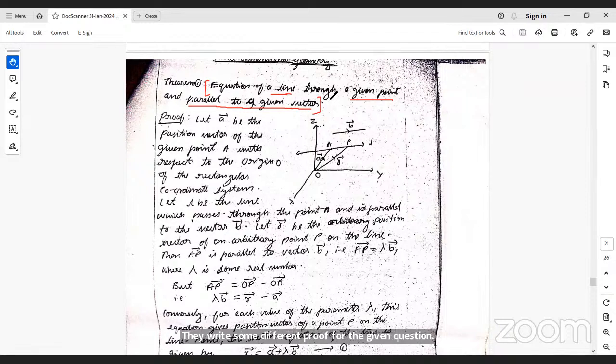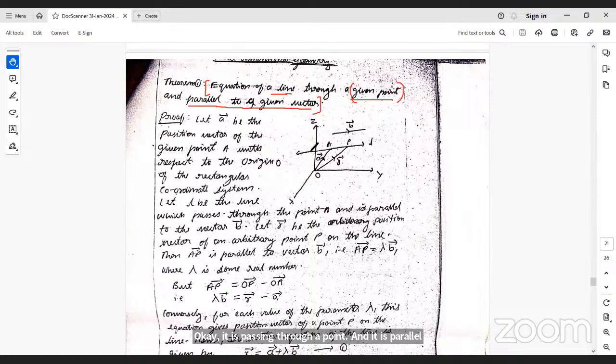So 5 theorems are there, and out of 5, any one will surely occur in part D of your question paper. So try to understand the first one. Okay. So say the equation of the line through a given point. Okay. It is passing through a point and it is parallel to a given vector. Okay.